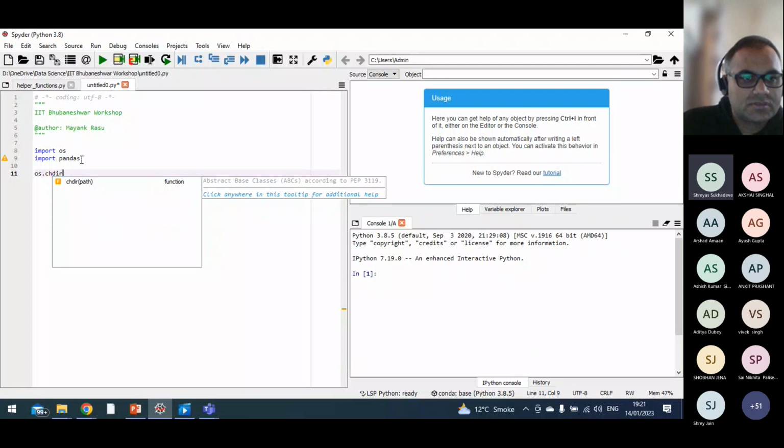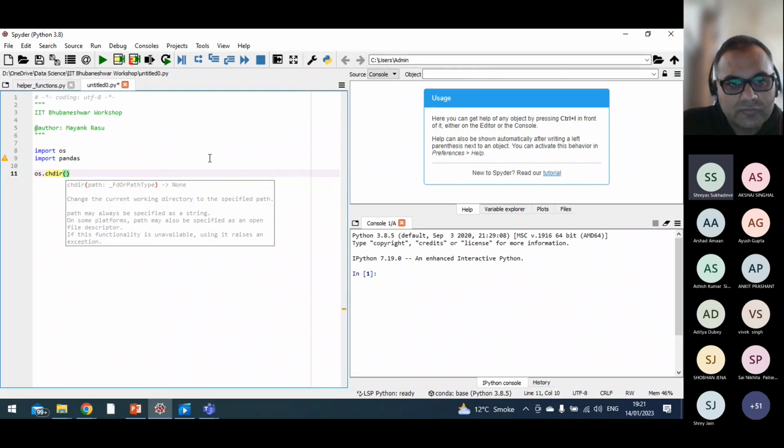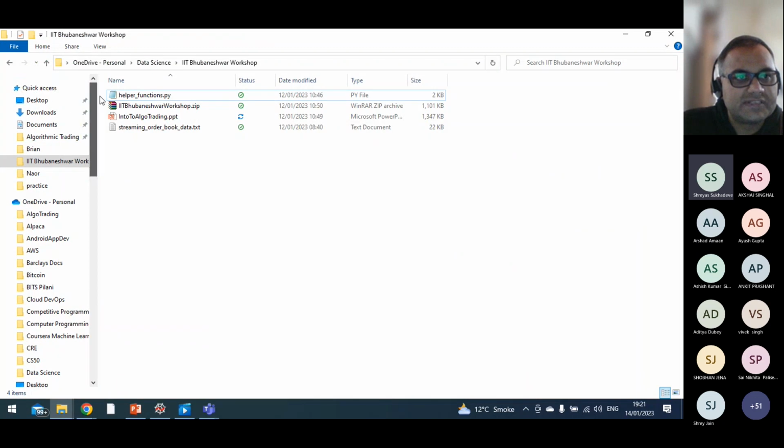So use the chdir function. This is very similar to you clicking to the folder where the data is, and then giving the path where this file is. All right. Let me quickly store these files in.